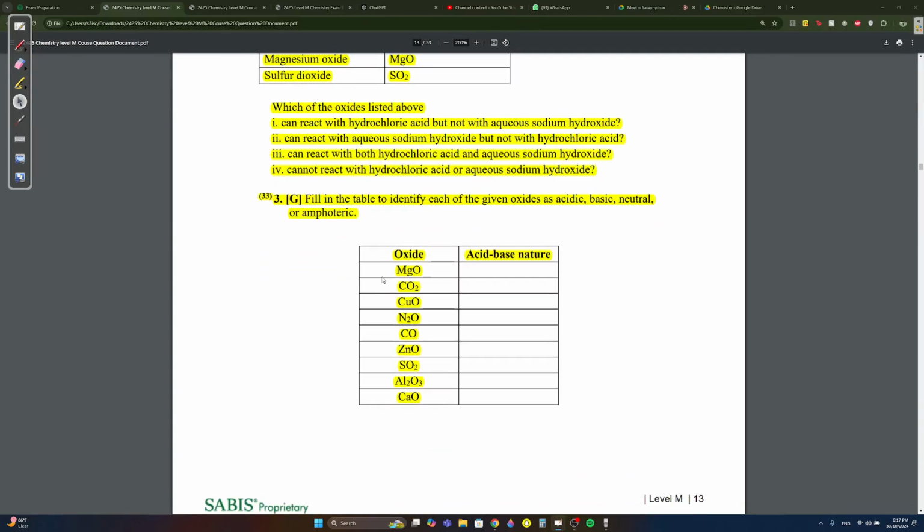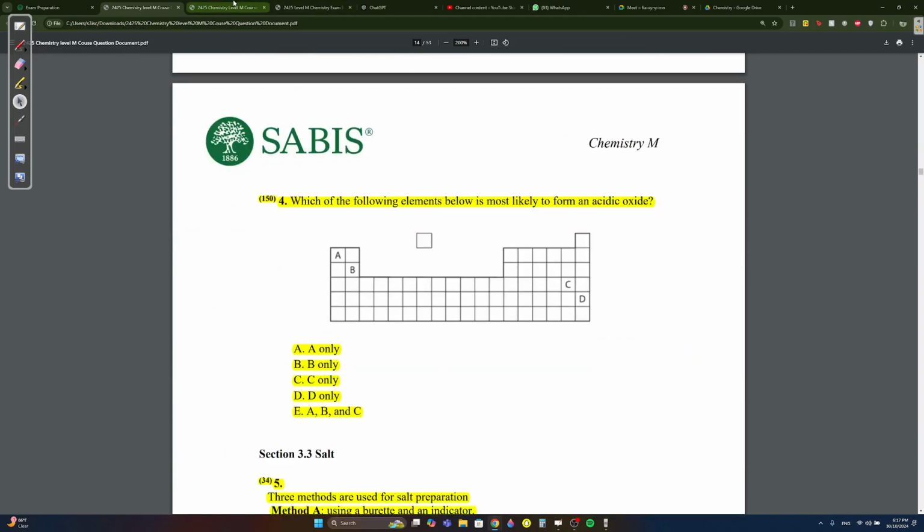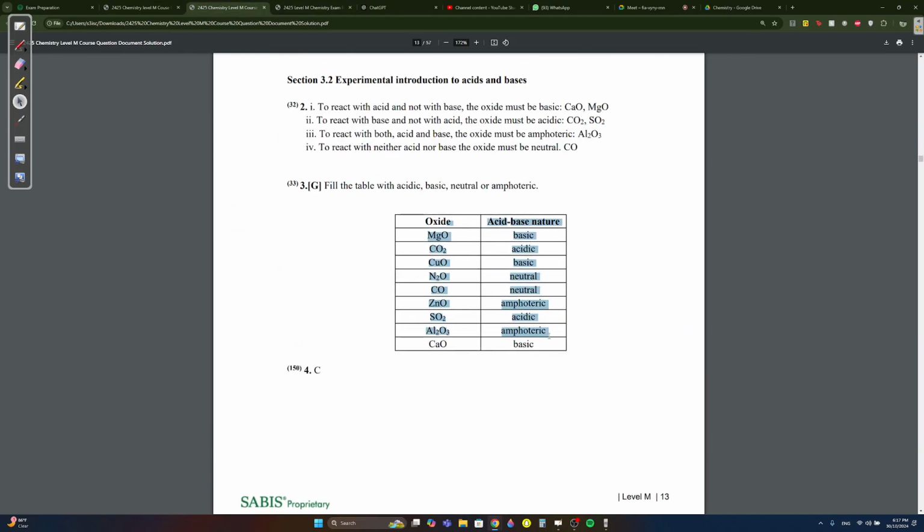Fill in the table to identify if it's acidic, basic, neutral, or amphoteric. MgO basic, CO2 acidic, CuO basic, N2O neutral, CO neutral, ZnO amphoteric, SO2 acidic, Al2O3 amphoteric, CoO basic. Okay. You know what? Take a look at the answers over here.